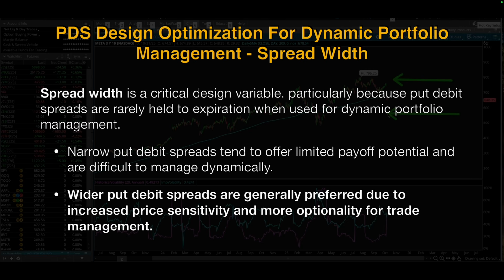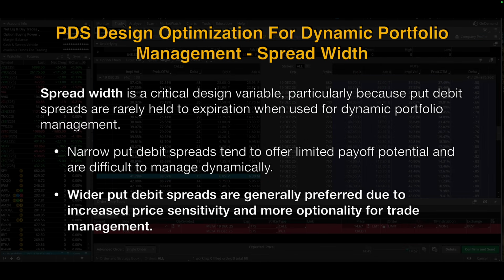Narrow put debit spreads tend to offer limited payoff potential and are difficult to manage dynamically. So with narrow put debit spreads, you're often faced with a binary choice of, do I close the position or do I keep the position open? Unless you're holding several contracts, you can take partial profits, but that's pretty much all you're looking at in terms of management potential. Wider put debit spreads are generally preferred for dynamic portfolio management purposes due to their increased price sensitivity, and they have much more optionality for trade management.